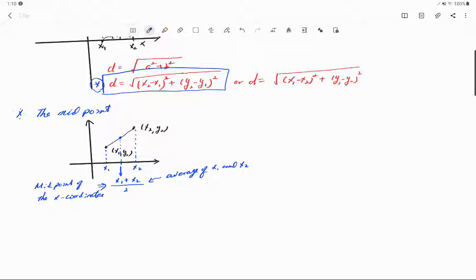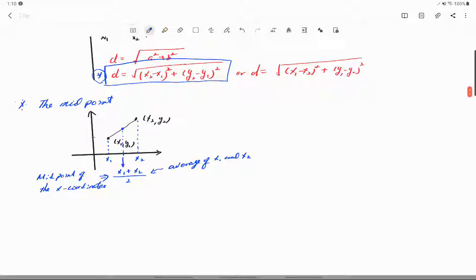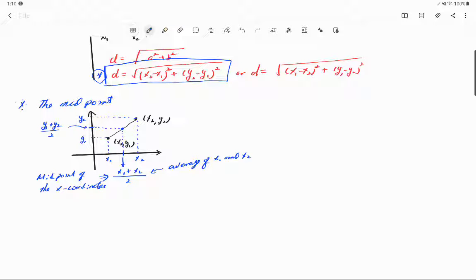Okay, how about the midpoint of the y coordinate? Still the same thing. This is y1 and this is y2. So the midpoint is what? Right between these 2 numbers. So this will be y1 plus y2 divided by 2.